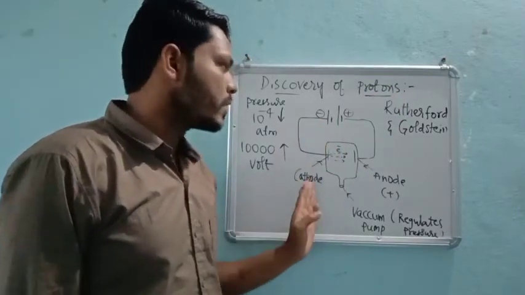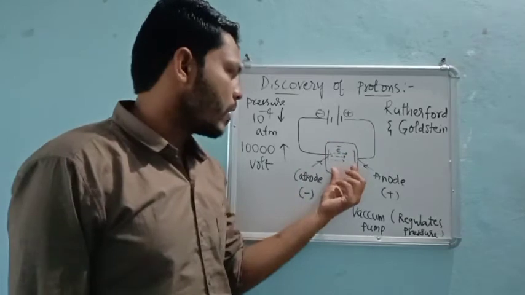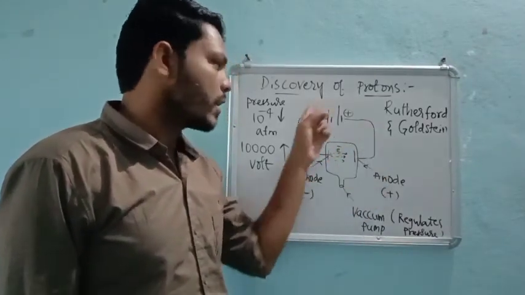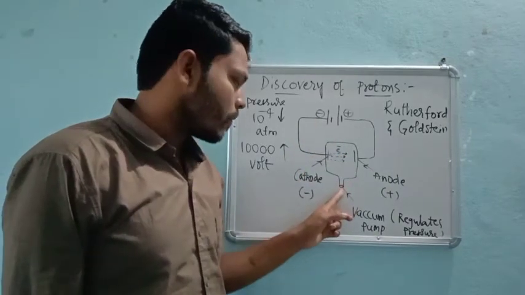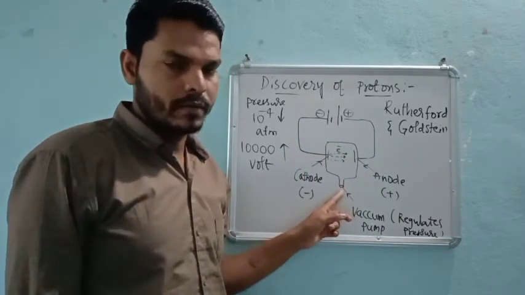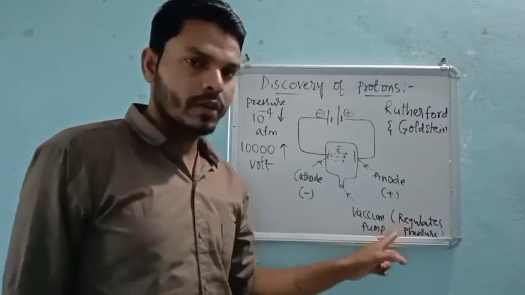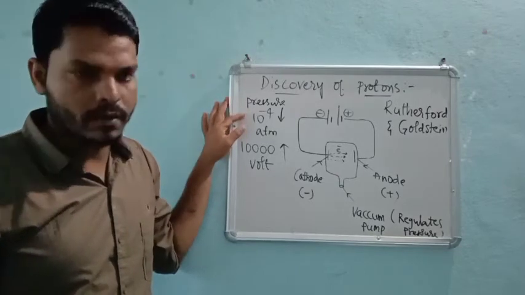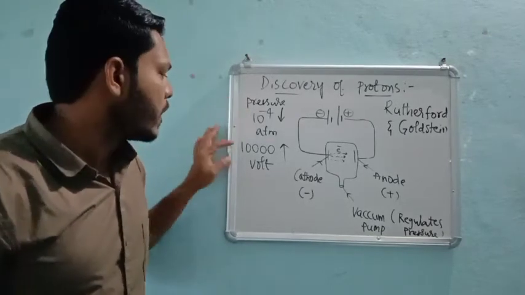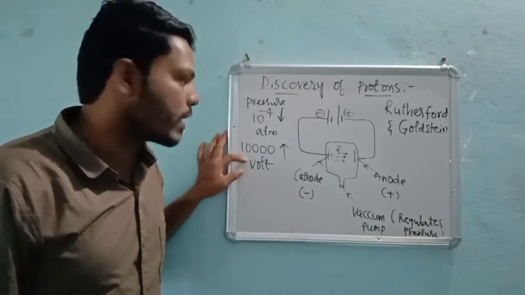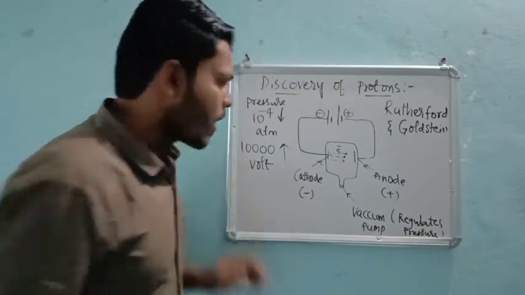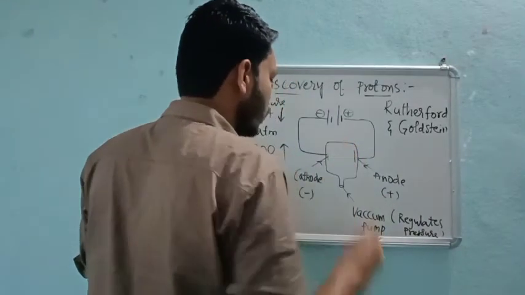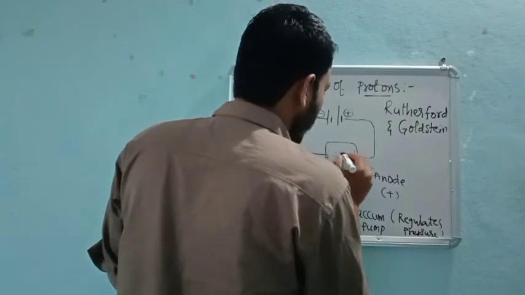Again in the discovery of proton also we are taking the same thing. That means a long discharge tube, and at the end of it we have two electrodes, cathode as well as the anode, connected with the battery. And now we have a vacuum pump in the discharge tube, which regulates the pressure. And now the same thing we will do. We decrease the pressure up to 10 raised to minus 4 atmospheric pressure, and we increase our voltage up to 10,000 volt. And now some of the indivisible rays move from anode to cathode.